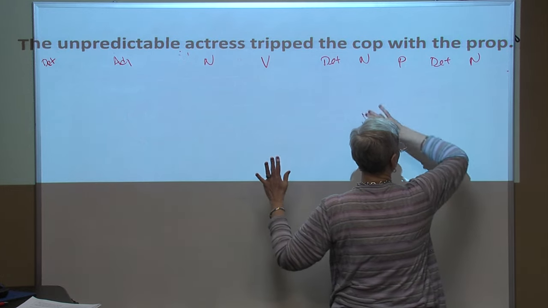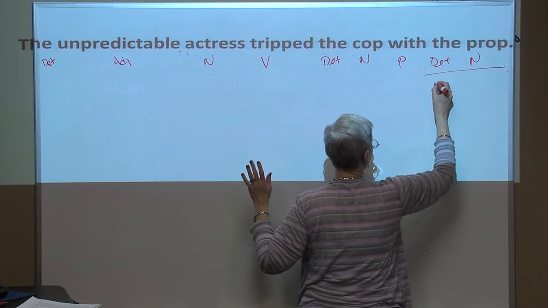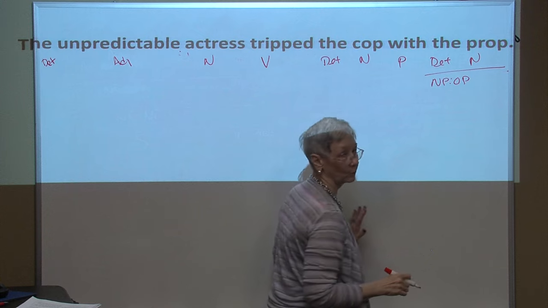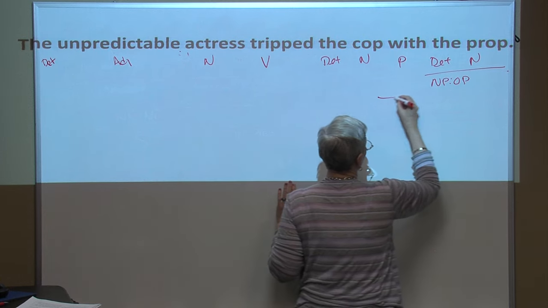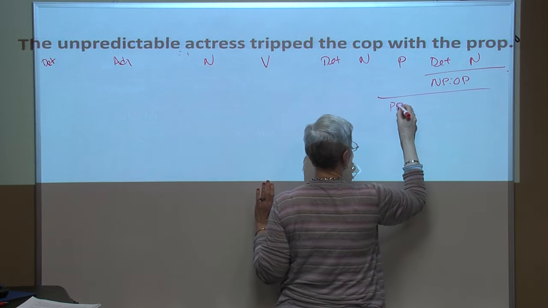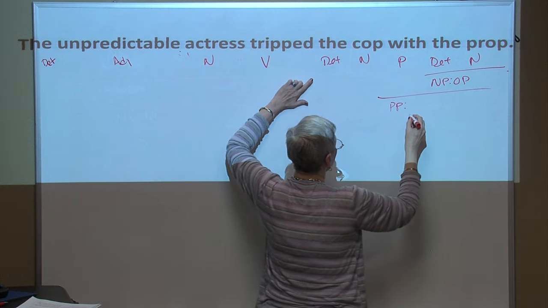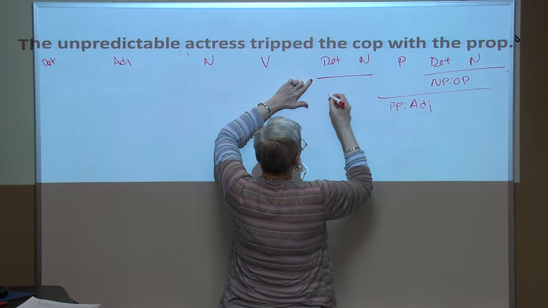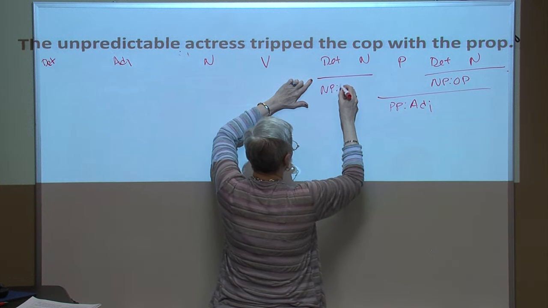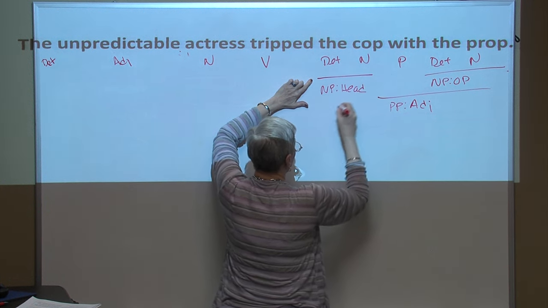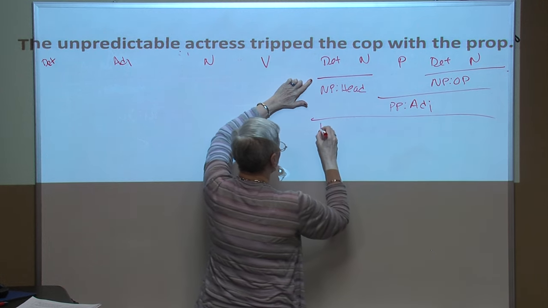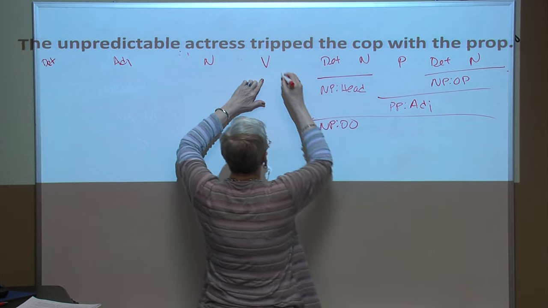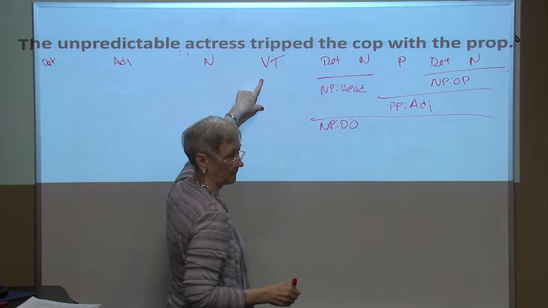Okay, moving from right to left. The prop, a noun phrase, functioning as the object of the preposition with. With the prop, a prepositional phrase, and we're going to say this is functioning as an adjective. So then the cop becomes a noun phrase that's the head of the noun phrase, functioning as the direct object of the transitive verb tripped.